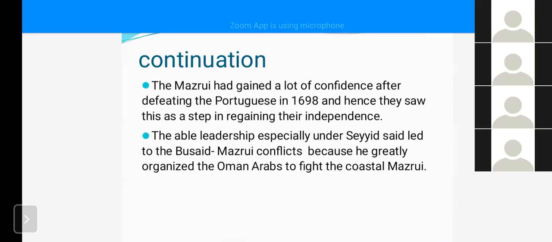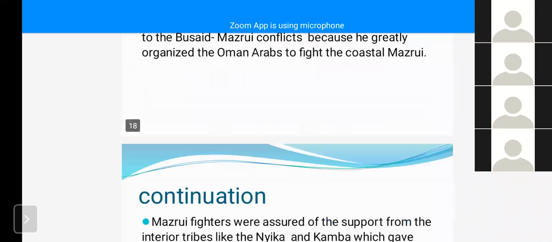So these are the ones that are helping us to understand how this Mazrui-Busaidi conflict came into play. The Mazrui had gained a lot of confidence after defeating the Portuguese, and it is this that made them feel, come what may, they must have control of the East African coast without any interference of the Busaidi. And then we have able leadership under Said. Said is going to be a new personality we shall have to handle under this topic, and we shall see how effectively he manned the East African coast. So with the presence of the able leadership, they were in a position to have a conflict between Busaidi and Mazrui along the East African coast.